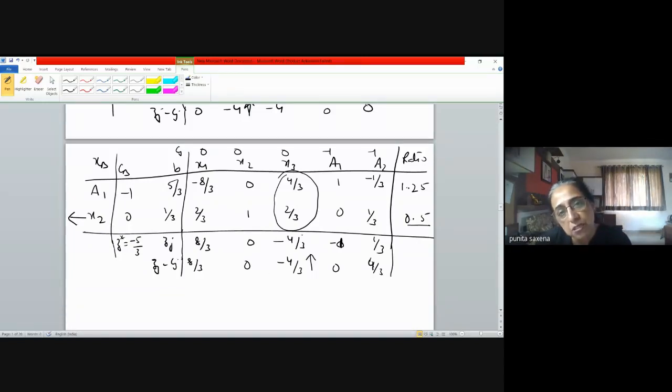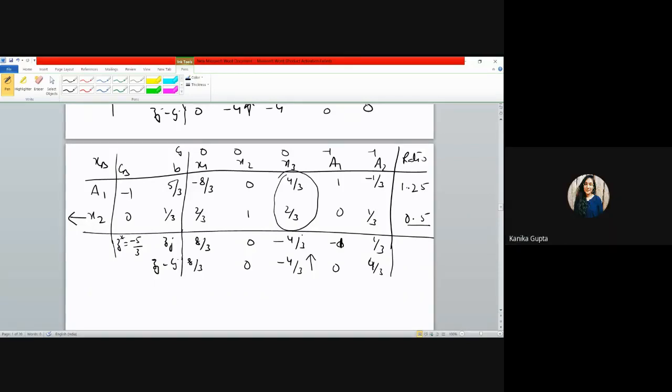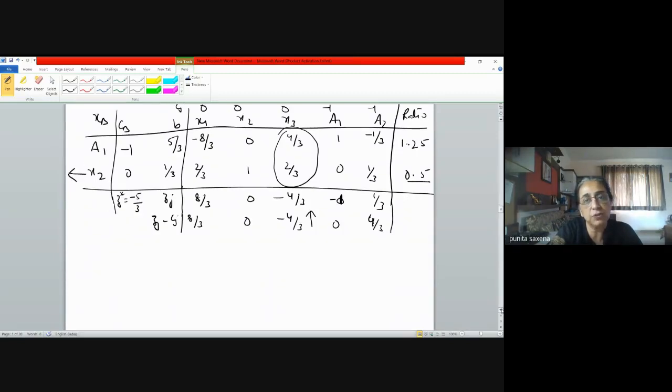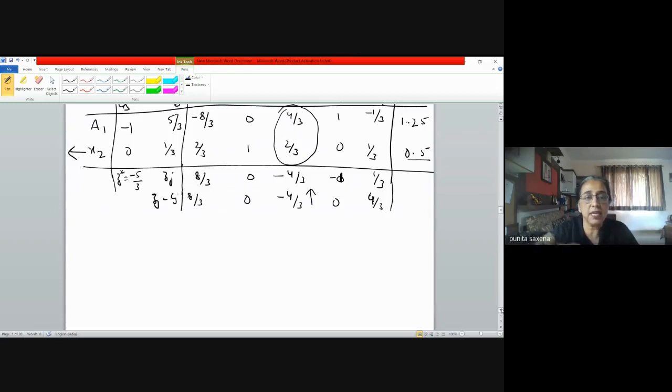So maybe a bad choice in the first table. We had a tie, remember? We could have entered X3 instead of X2, but then you don't know. It happens at times. Sometimes it's a bad choice, but doesn't matter. It just increases your one step. That's all. So X2 was never meant to be in the basis. It was X3. So X2 leaves and X3 enters.